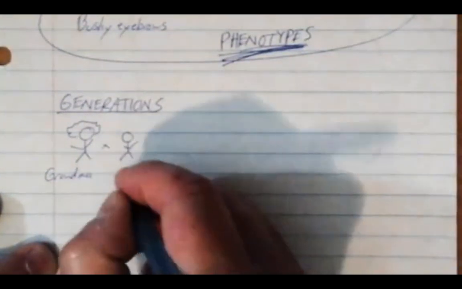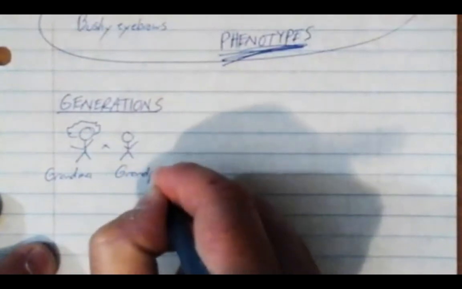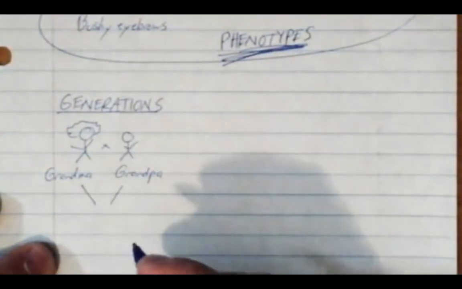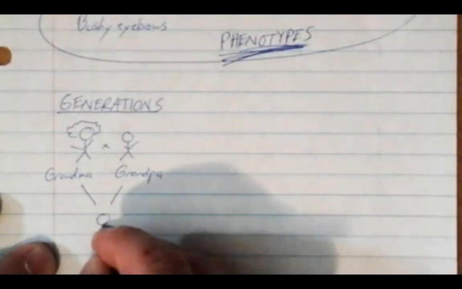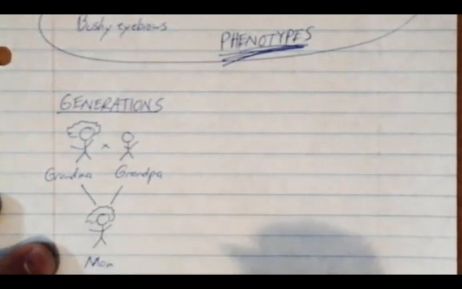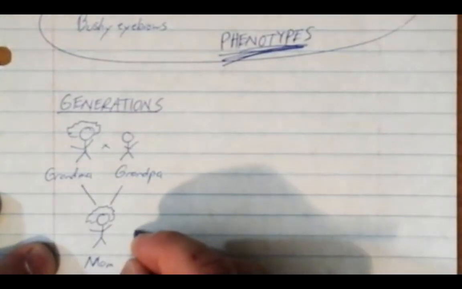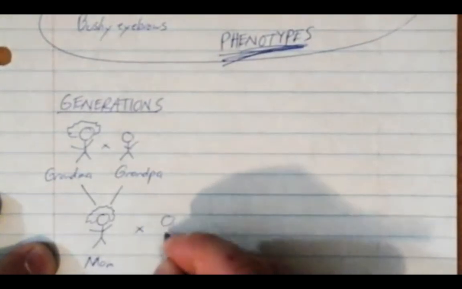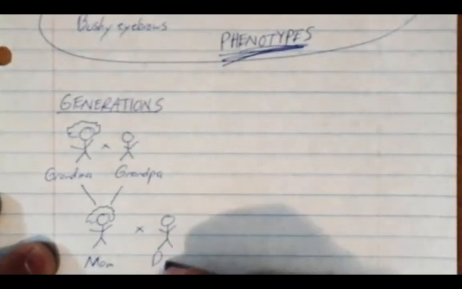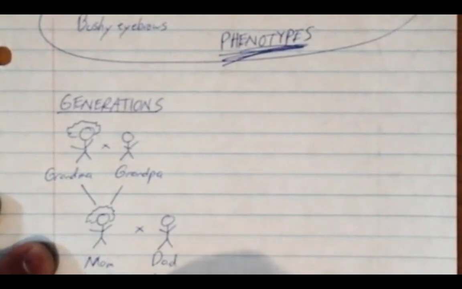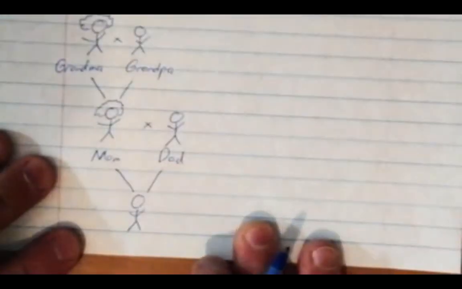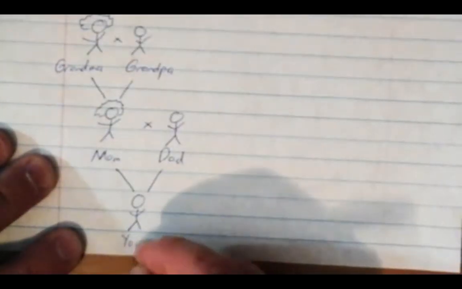All right, grandma, grandpa. Grandma and grandpa got together and they had, let's say, mom with funky afro. Mom got together with a person, dad. That means cross, means they had a child together. They got together and they had you. And since I don't know if I'm talking to a boy or a girl, I'm just going to leave it like that. All right. So this is you.